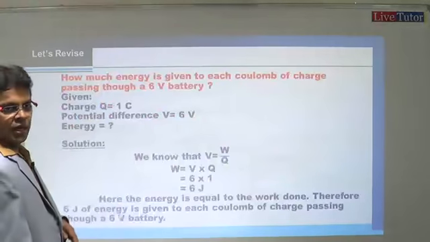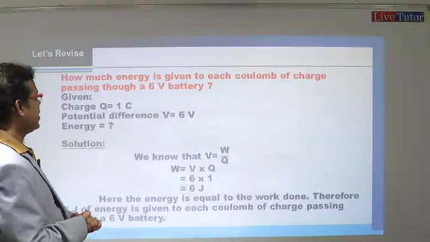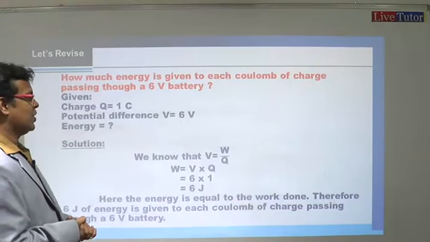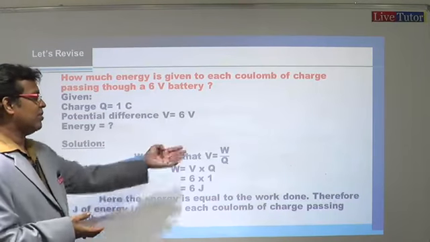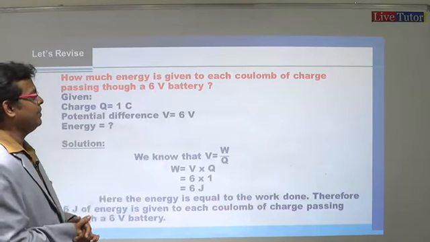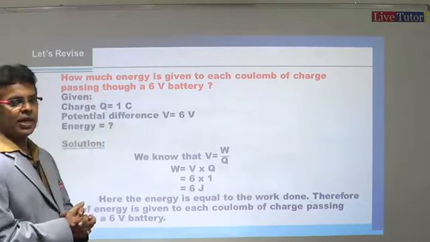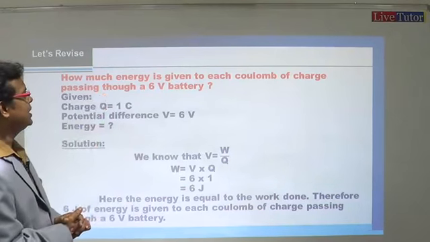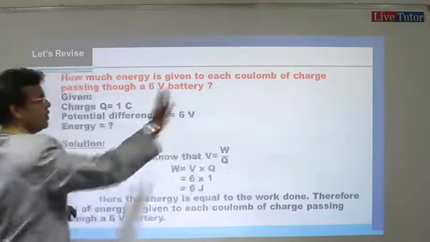Right. The next question is, how much energy is given to each coulomb of charge passing through a 6-volt battery? This is, of course, one of the easiest questions. Same definition, V is equal to W by Q. Using that formula, we are asked to find out how much energy. Work done is nothing but energy, so we have to find out the work done. Charge is given as 1 coulomb. Each coulomb means 1 coulomb.